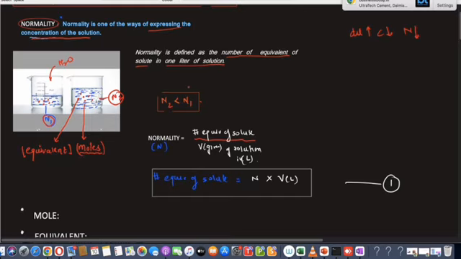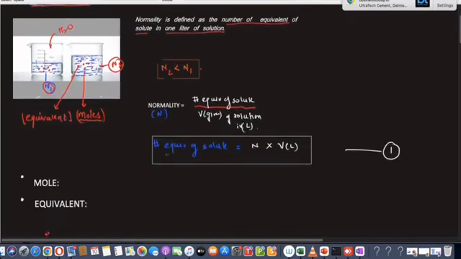If you have more than 1 liter, just calculate the number of equivalent in 1 liter by the unitary method. So the normality of a solution having V liter of that solution will be the number of equivalent of the solute divided by the given volume of the solution in liters. From this equation, we find that equivalent of the solute is equal to N into V, right?